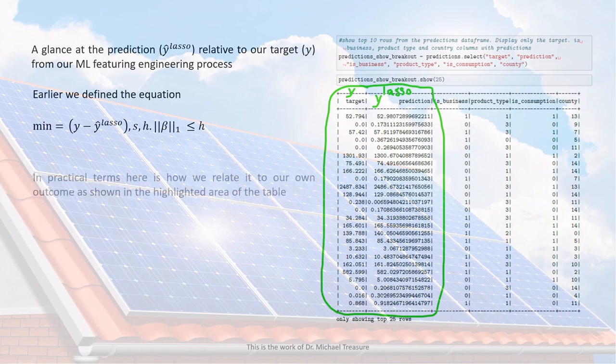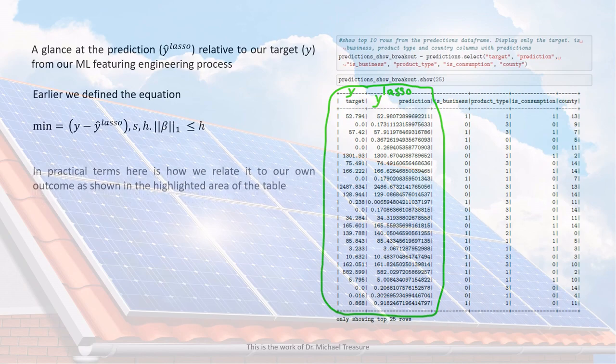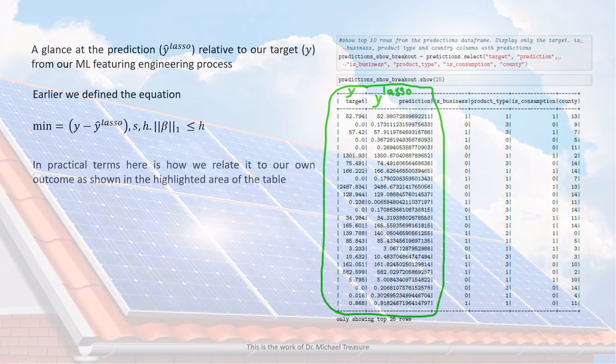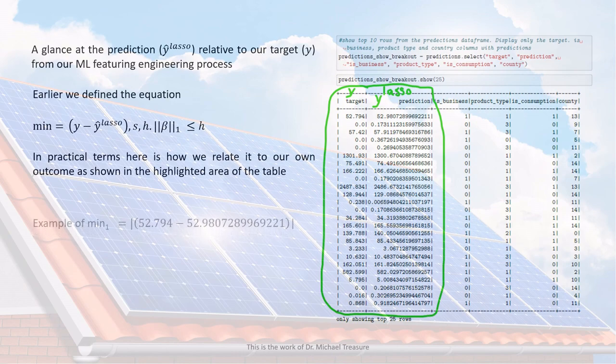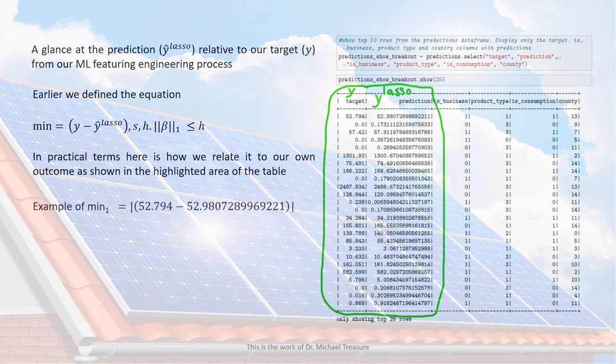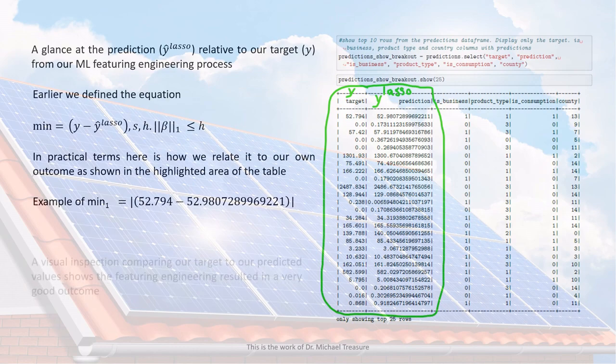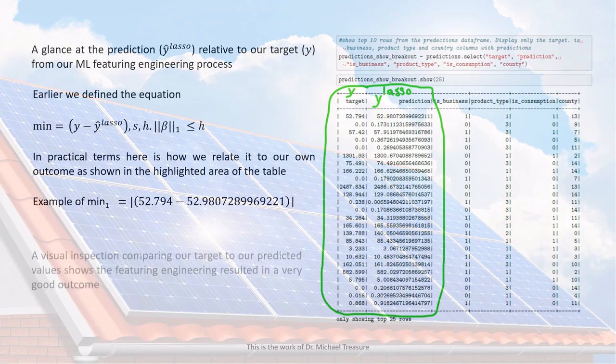52.794 minus 52.981. This gives us the absolute value difference, that we term error, between our predicted value and the actual target. The goal would be for our model to produce values of min as close to 0 as possible, without overfitting. Therefore, a visual inspection of the 25 rows suggests that we do have a good outcome from our feature engineering process.